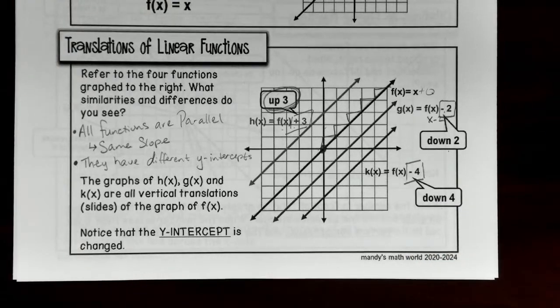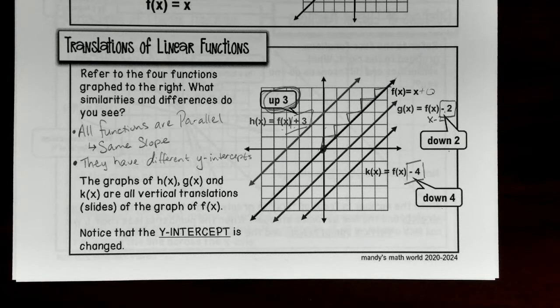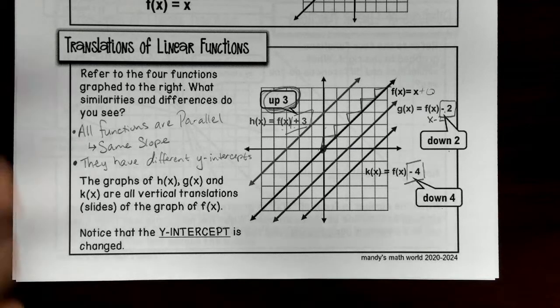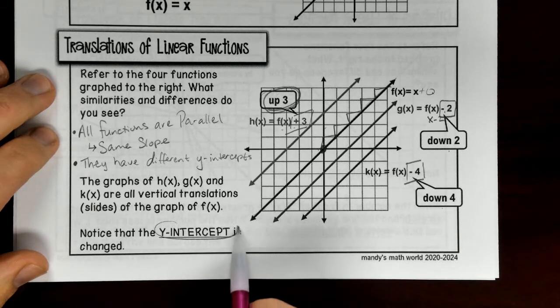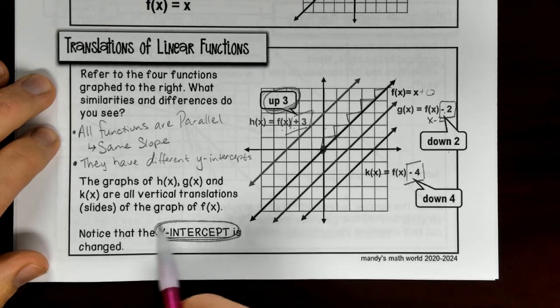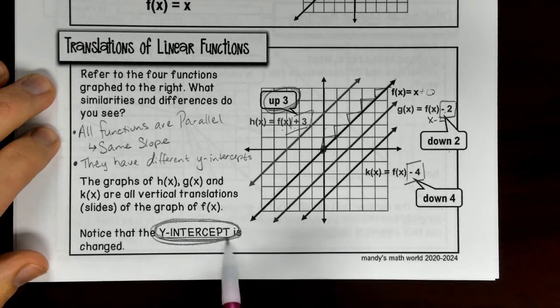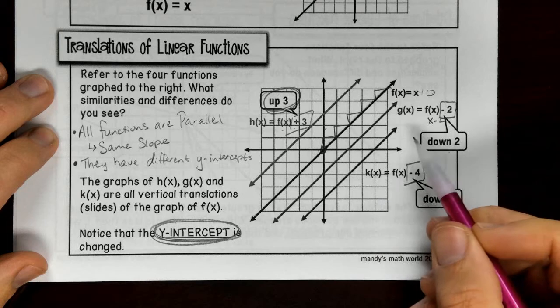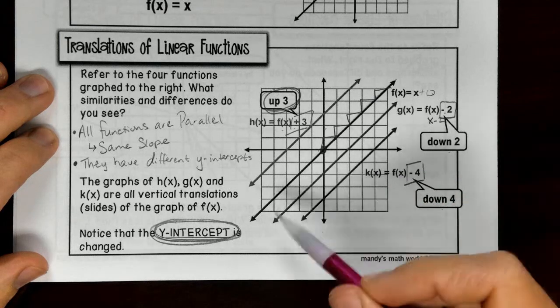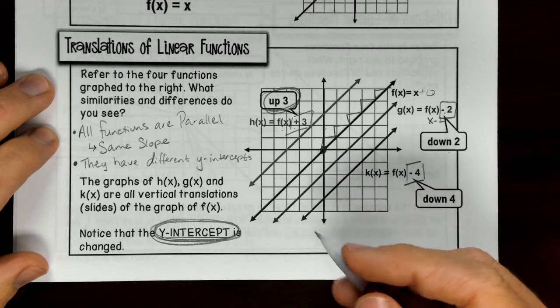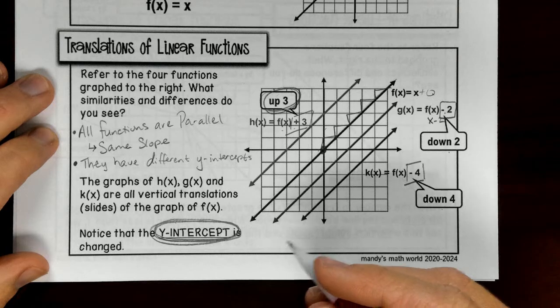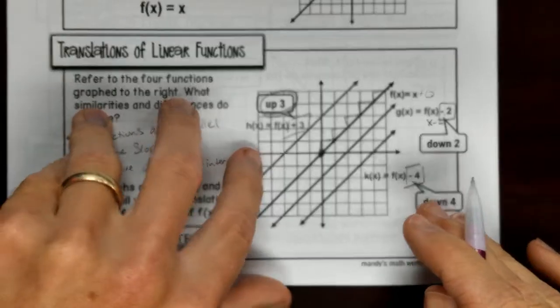So what am I changing when I'm translating? I'm changing the y-intercept. I don't touch the slope. The slope remains the same because they are parallel. But to translate it, I am changing the b. I'm changing the y-intercept. Okay, so let's look at an example.